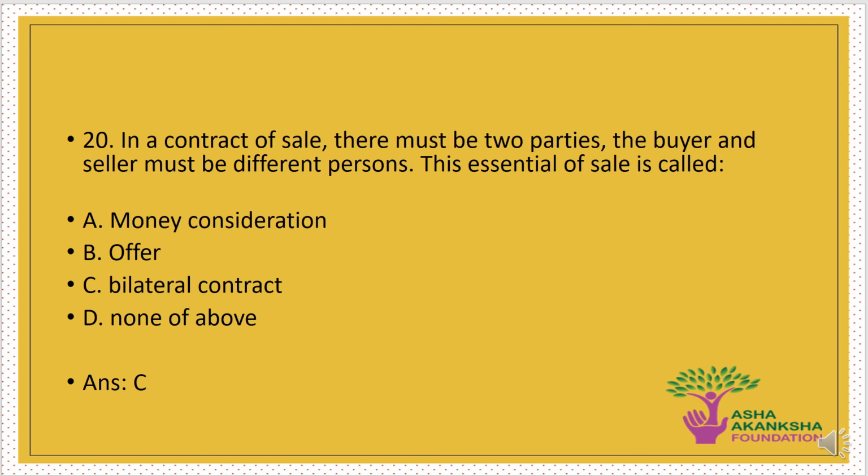The last question is: in the contract of sale, there must be two parties. The buyer and the seller must be different persons. This essential of a sale is called A. Money consideration, B. Offer, C. Bilateral contract, or D. None of the above. The correct answer to this question is option C. That is, it is known as bilateral contract.